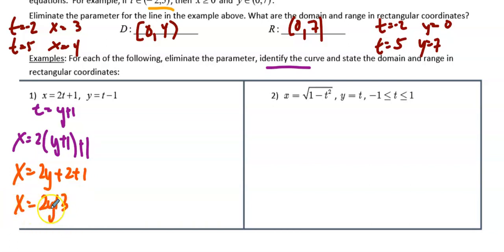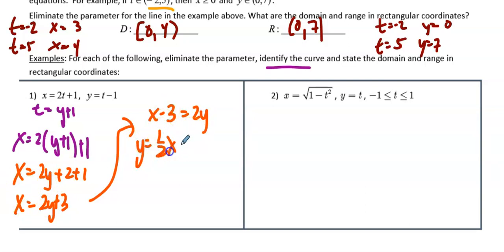And so what I'm going to end up doing is I'm going to move the 3 over. So I'm going to do x minus 3 is equal to 2y. So I just subtracted 3 from both sides, and then I'm going to divide by 2. So I'm going to have 1/2 x minus 3/2. So I know that this is going to be a line. So I know that this parameter right here would be a line. And it's very similar to the example that we just did at the very top of the page. So this is a line.